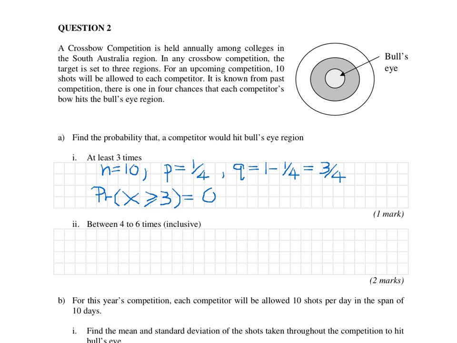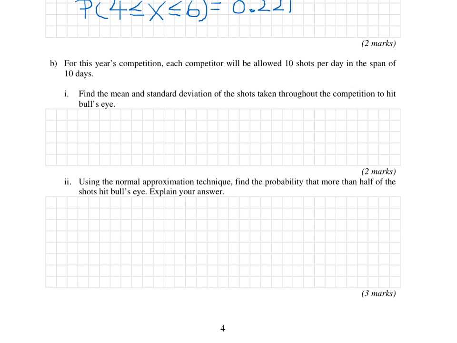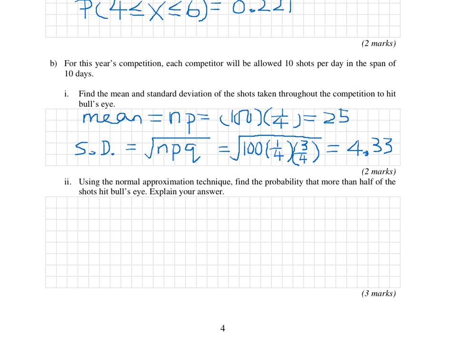Then by using technology, you should get 0.474, and the probability of hitting between 4 and 6 times inclusive will be this. And so here this is a bit tricky. 10 shots in the span of 10 days, so we're talking about a total of 100, and the mean and standard deviation will be as follows.